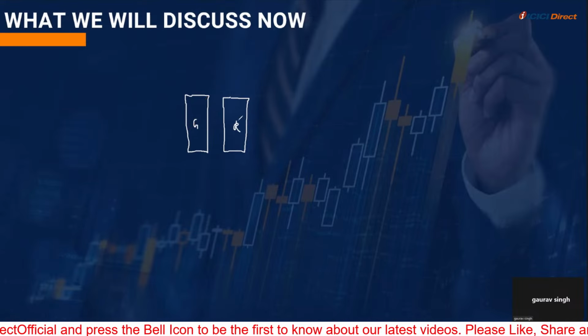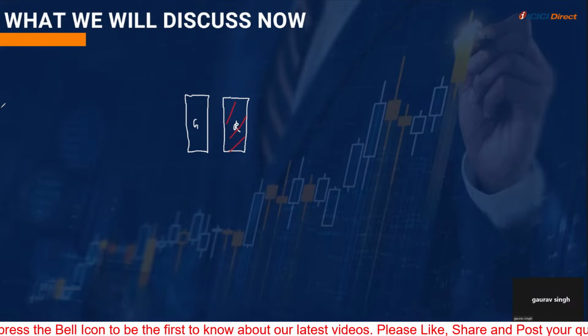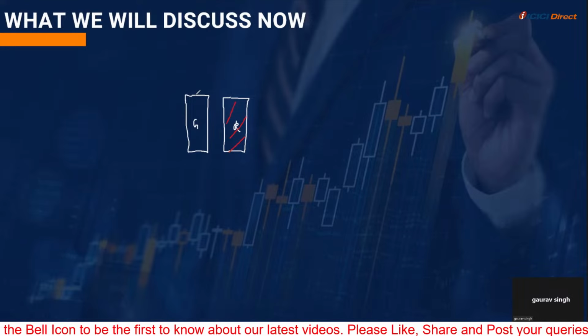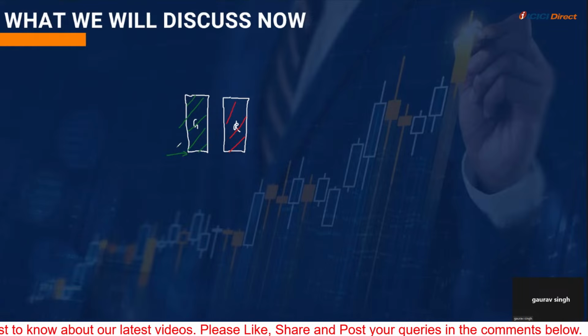Just cover this with red. A candle which has no shadow is basically a Marubozu. A Marubozu is an indicator of a good uptrend or a downtrend. So suppose the price opens at 915, never goes down from that 915 level, goes up, and closes at its highest point. It is known as a Marubozu.